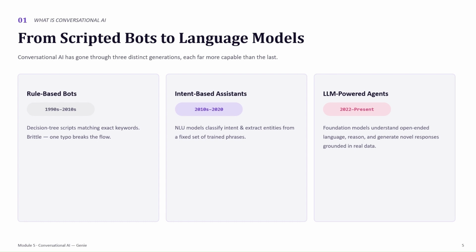From scripted bots to language models: earlier, around 1990 to 2010, there used to be rule-based bots, a kind of decision tree. But there is a limit to that decision tree; you can scale up only to a certain point. Then there were natural language interpreting bots. Such bots used to work on classifying the intent and extracting the entities, but they don't fully capture the intent, so that intent might be missing. But in the case of LLMs, since the foundation models are becoming more and more mature, they understand open-ended language, reason, and generate novel responses grounded within the real data.